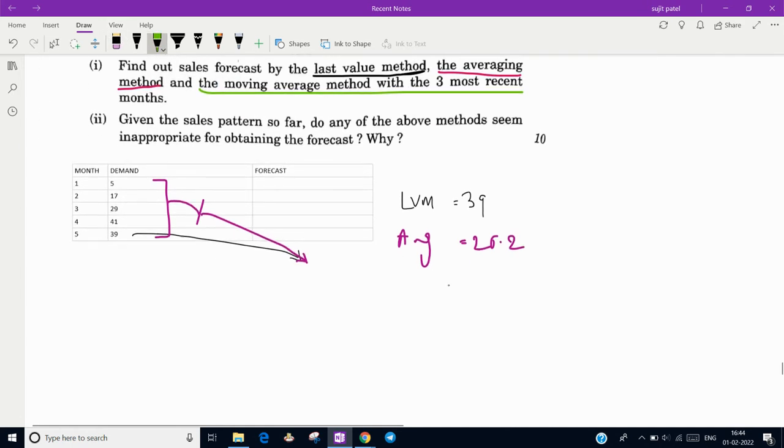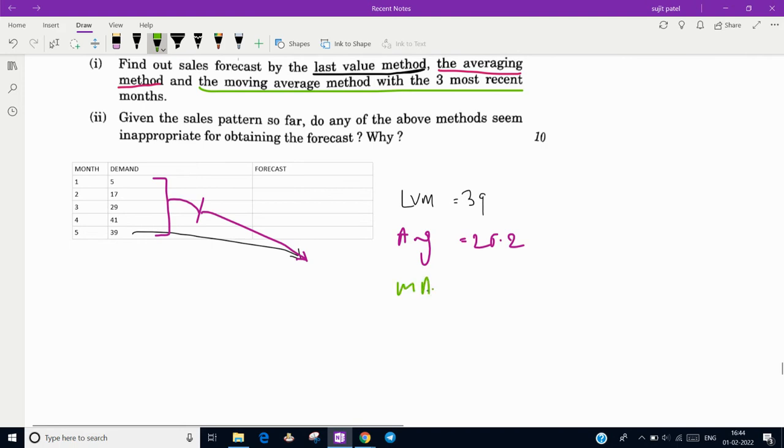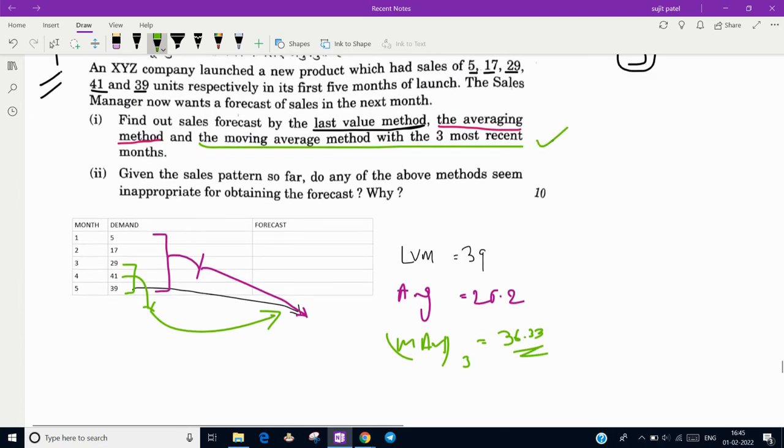Now the third method is the moving average with the last 3 months. What you have to do is take the last 3 months' demand and take the average of that, and that will become the forecast. So 29, 41, 39 divided by 3. When you do this you will get 36.33. So this is the first part that is completed.